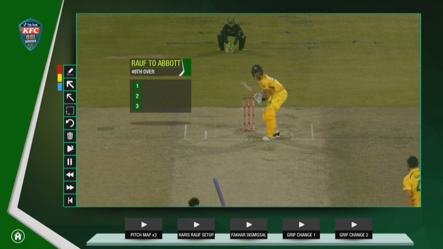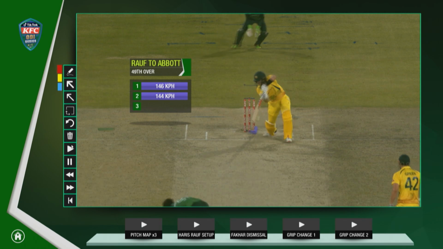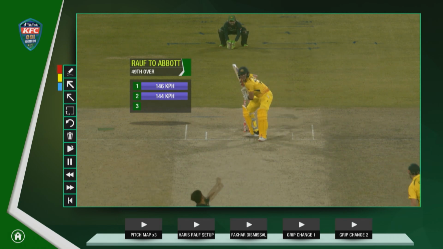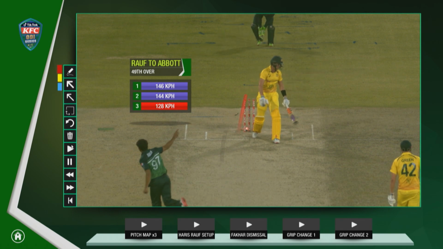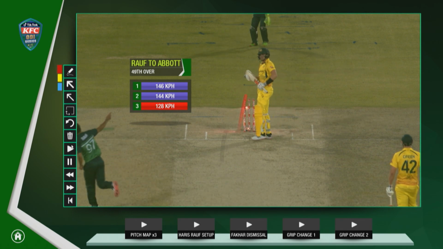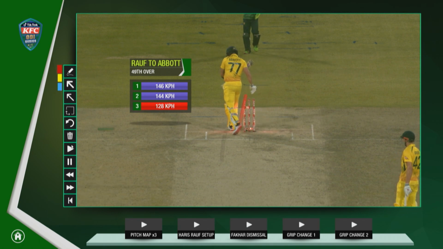So Haris Rauf bowling to Abbott. The first one was a short delivery. Abbott had a bit of a swipe at it on the back foot. Then the next one was a yorker. And this was the slower delivery. Look how early he is through that shot at 128 k's per hour. So it was really good work. Three balls in a row, 146, 144, 128, cleaned him up. That was a perfect way of bowling to Abbott.